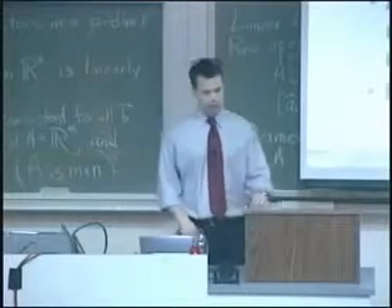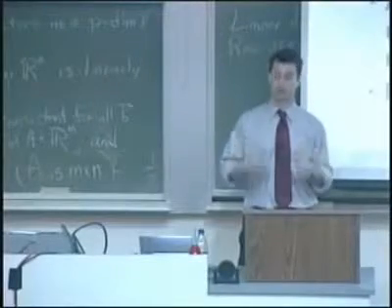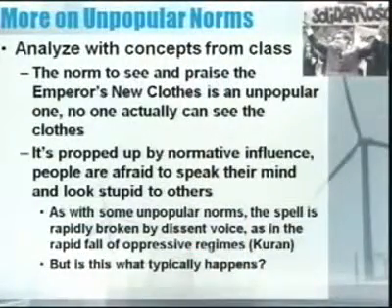Okay. So let's talk about the emperor's dilemma. Let's talk about this story of the emperor who wears no clothes, and let's analyze it with some concepts from class. So the norm, what's the norm? Well, the norm is to see and praise the emperor's new clothes. Is it popular? No, it's an unpopular one. No one actually sees the clothes, right? Instead, it's propped up by what? Is it informational influence? Are you inferring that there really are clothes because everybody else is saying it? Do you actually literally see clothes there? No, it's not informational influence. It's normative influence. The reason you conform is you're afraid that you'll be called unfit for office, that people will judge you as stupid because you're the only one that doesn't see the clothes.